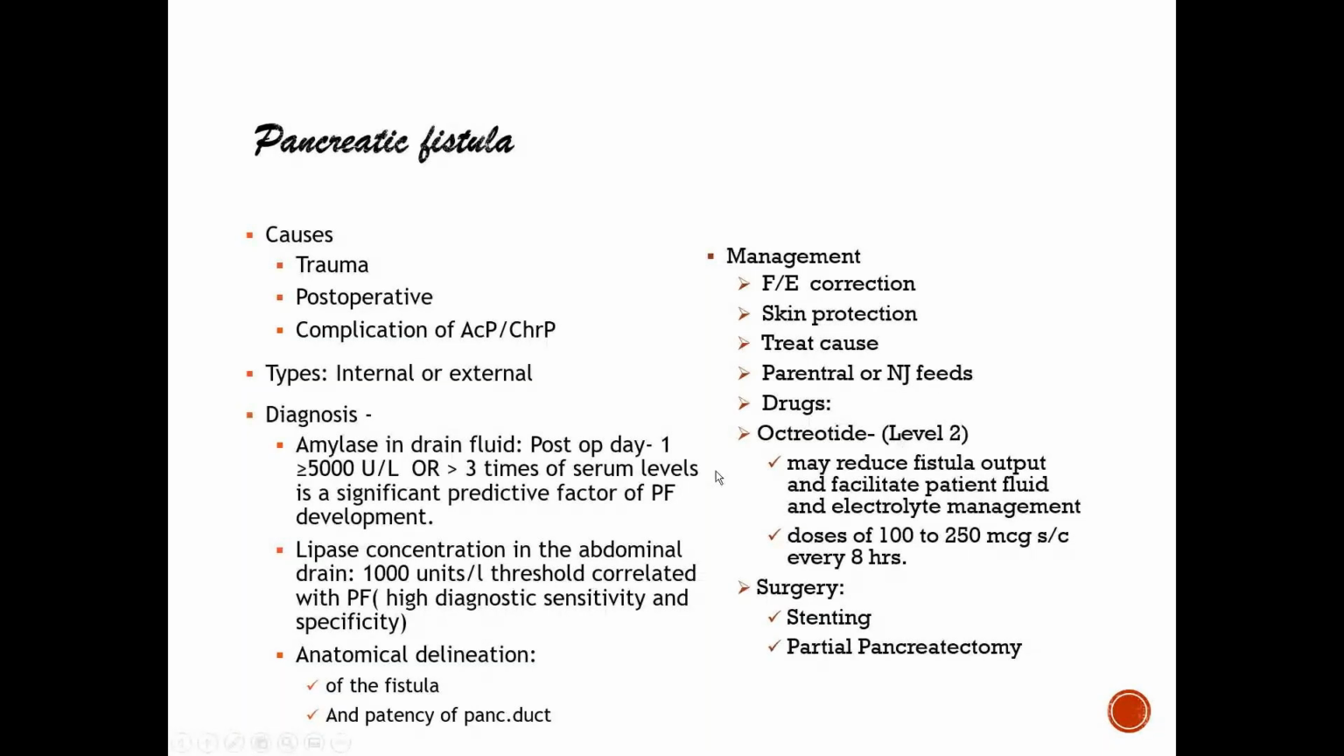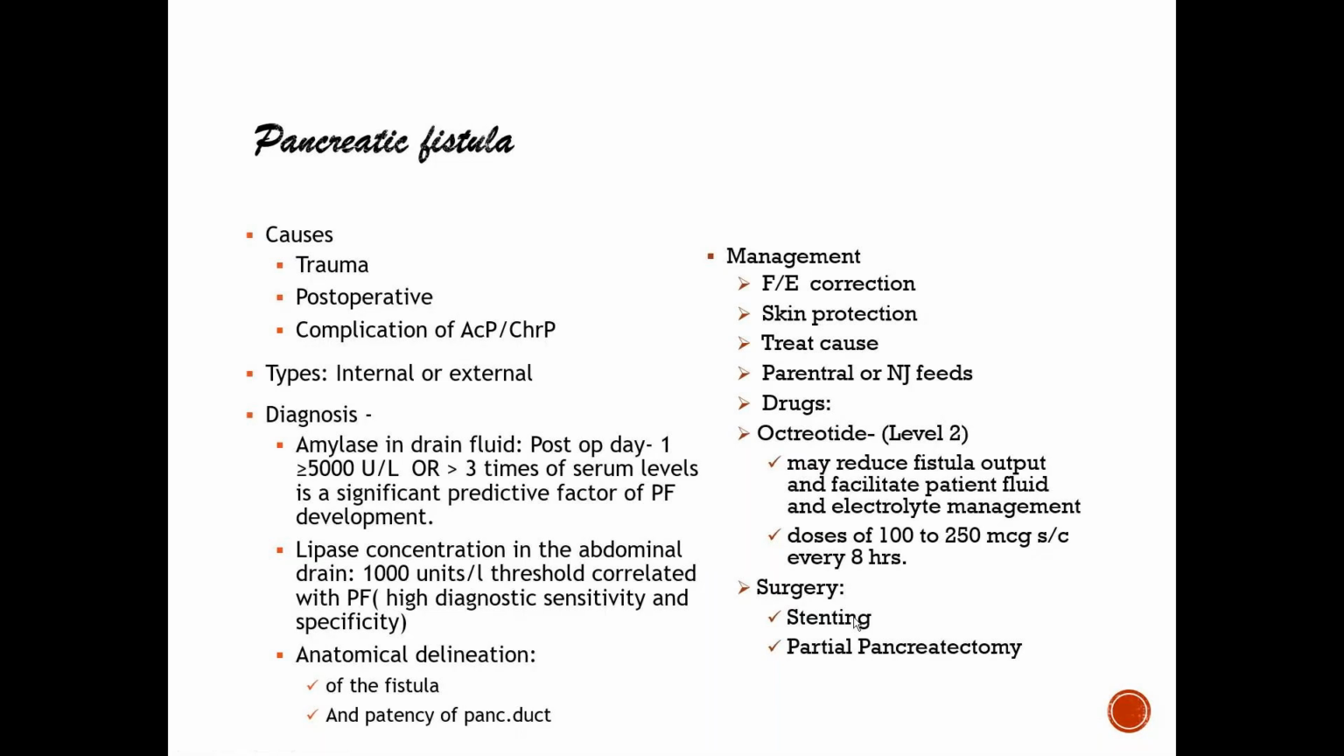Drugs could be tried. Octreotide, which is a somatostatin analog, reduces the fistula output and may facilitate fluid and electrolyte management because with less output, fluid management becomes easier. The dose to be given is 100 to 250 micrograms subcutaneously every 8 hours. And then if none of these work, you can go in for stenting of the ductal system, hoping that the fistula will close by itself. So what are you trying to stent? The fistula? No, it's not stenting of the fistula. It's stenting of the main pancreatic duct.